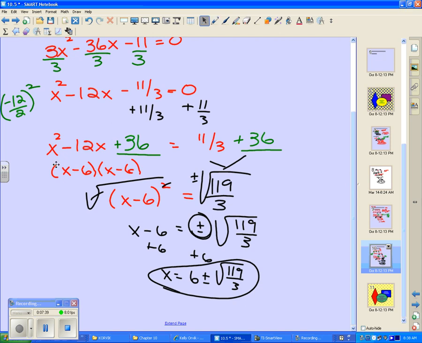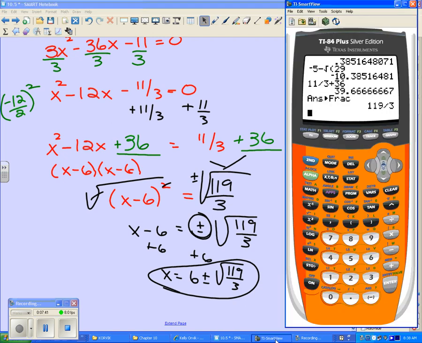You're welcome to leave your answer like that, or to check in the book, you're going to need to plug it in. And you do want to make sure you know how to plug it into your calculator, even if you're leaving your answer in exact form. You want to be able to check the book answer and know that your answer is the same. Okay, who has questions?